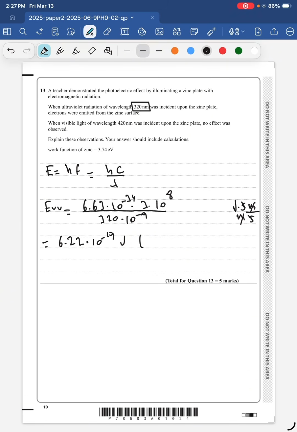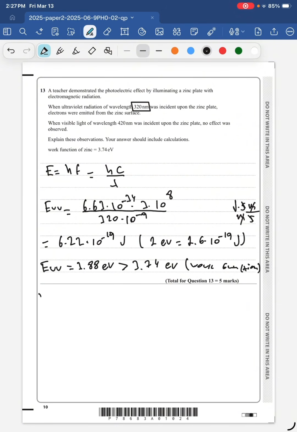Now recall that 1 electron volt is 1.6 times 10 to the negative 19 joules. So if we divide joules by 1.6 times 10 to the negative 19, we will find the energy in electron volts. And this energy is equal to 3.88 electron volts, which is larger than 3.74 electron volts, which is the work function. Okay, so electrons are emitted.